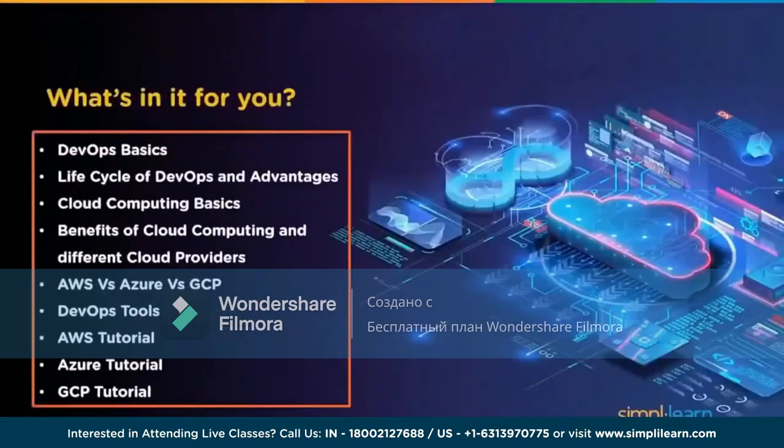So we will start by watching a short animated video to understand the basics of DevOps and then learn the life cycle of DevOps followed by its advantages. We will look at what cloud computing is, the benefits of cloud computing, and the different cloud providers. Moving ahead, we will learn the important DevOps tools and frameworks such as Git, Jenkins, Maven, Selenium, Docker, and others. Then, we will focus on learning about the different cloud providers and explore more about them. So we will learn about Amazon Web Services, Microsoft Azure, and Google Cloud Platform in detail with hands-on demonstrations. So let's get started.